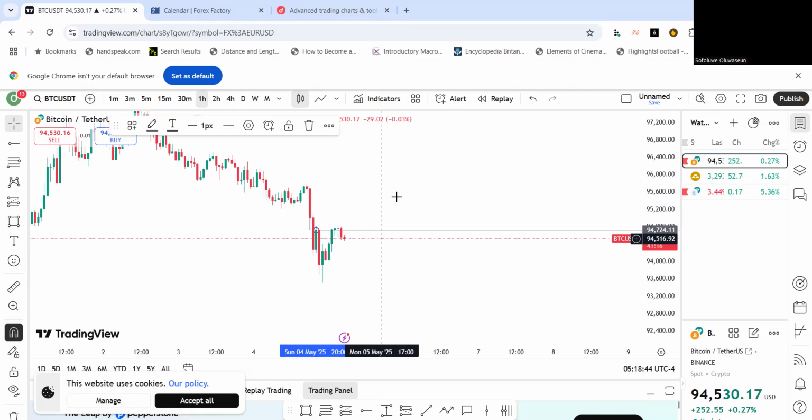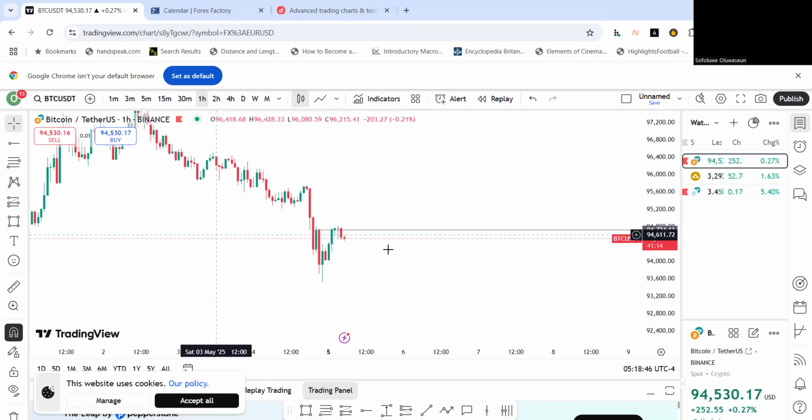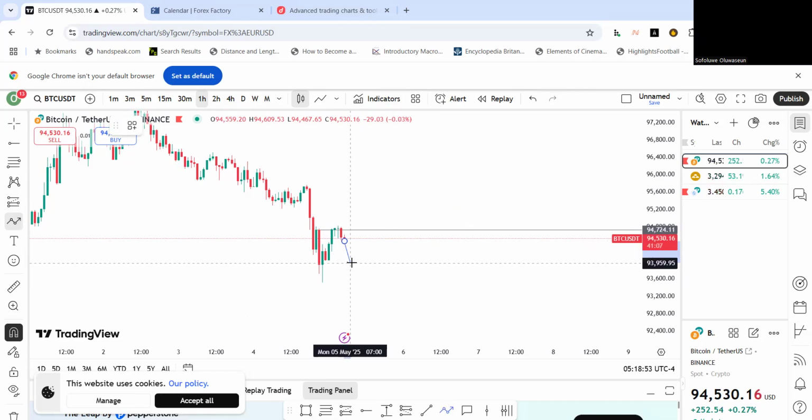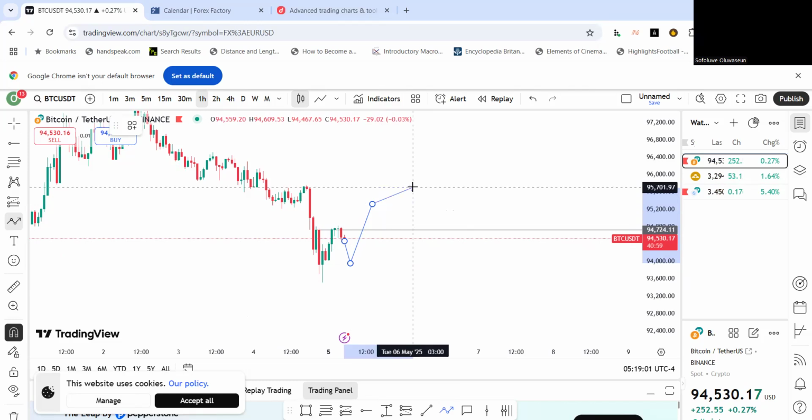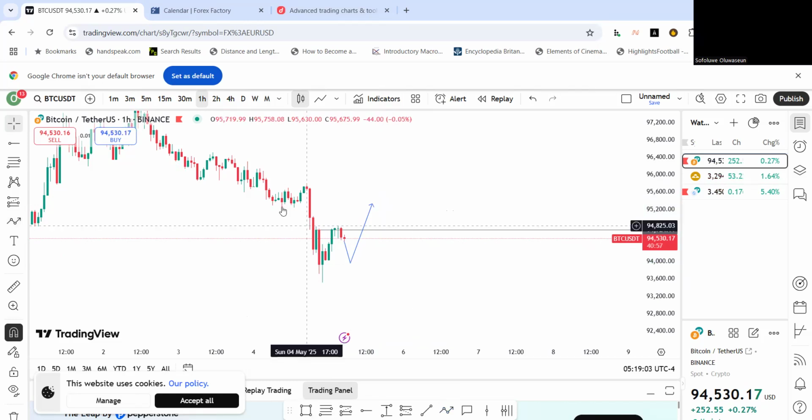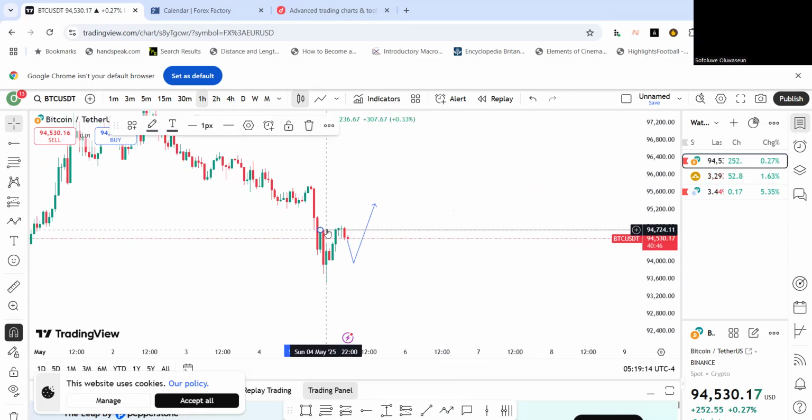Okay, so for the short-term buying opportunity, you can expect price to do something like this. You come back somewhere here, then come up. So you're expecting something like this. Yes, something like this. You can trade back to this imbalance here. Okay. So now how do we find our entry?